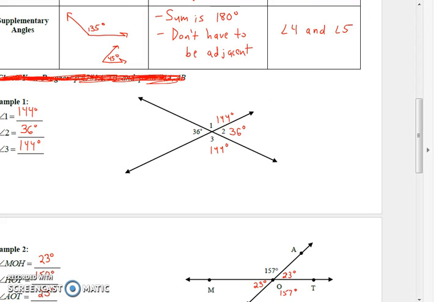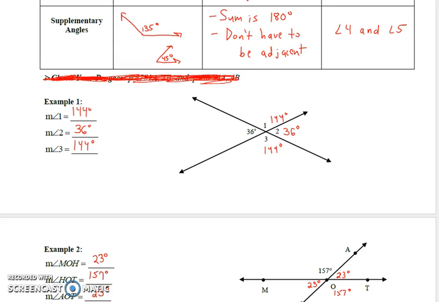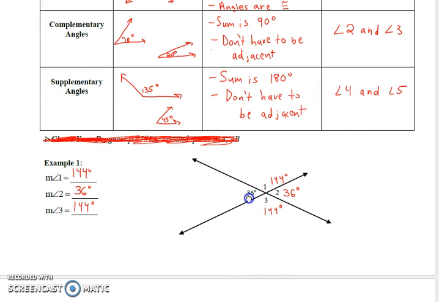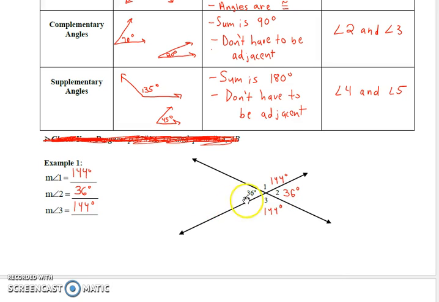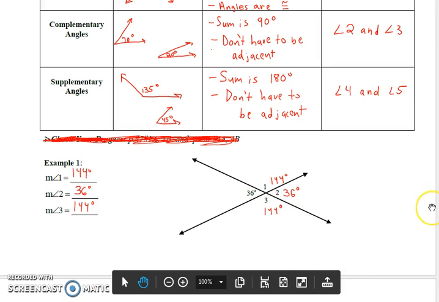So if you look at the diagram for example 1, they gave us this measure is 36 degrees and they want the other 3 angles. Well, it's 2 intersecting lines. So I should know that this 36 degree angle and this angle 2 are vertical angles, so they have to be congruent. So if this is 36 degrees, this is 36 degrees. That's where I got that.